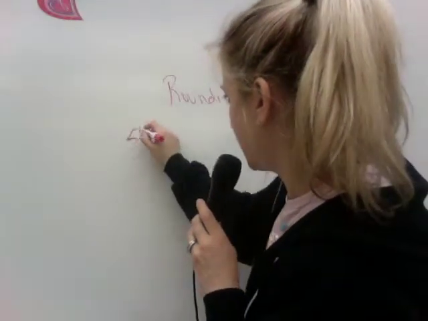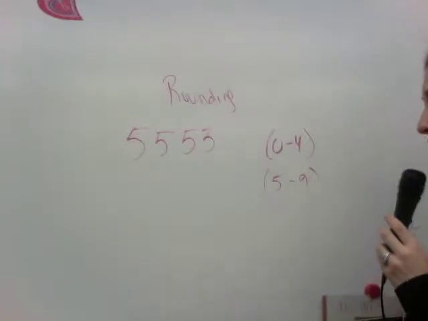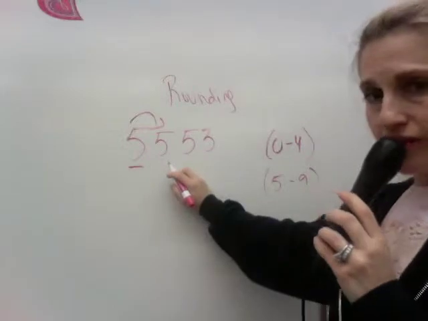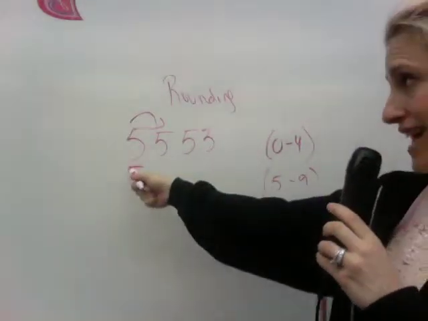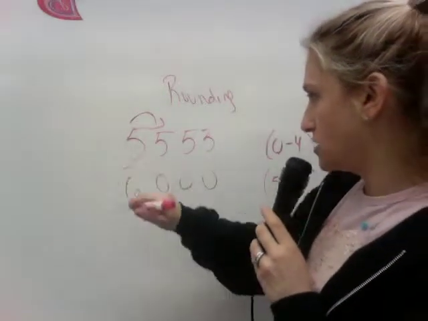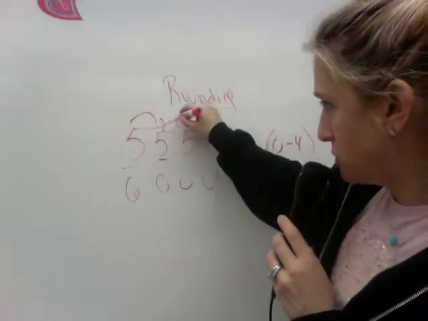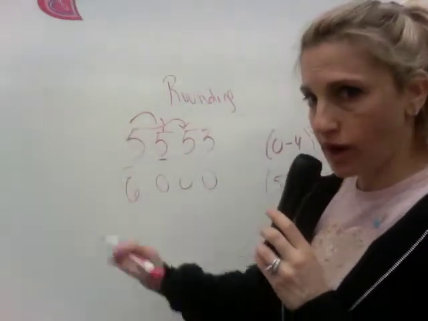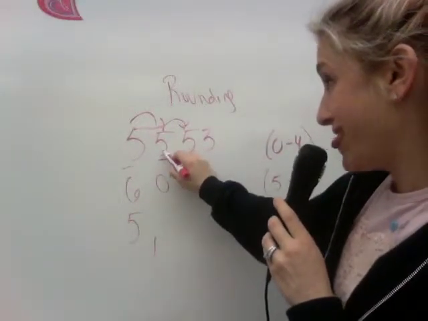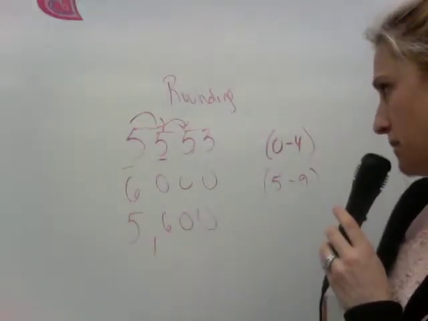Let's say it's 5,555, and I want to round to the thousands. Okay, I look to the right. This 5 makes that 5 become a 6, and everything else becomes a 0. If I'm rounding to the hundreds, I underline the digit in the hundreds, and I look to the right. So anything to the left of what I care about remains the same. This 5 makes that 5 become a 6, and everything else would become a 0.